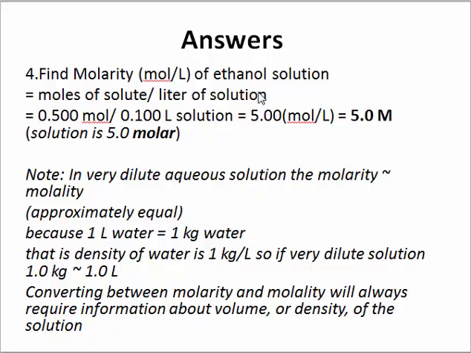Now, to find the molarity of the solution, we divide moles of solute by liters of solution. We know from before that there are 0.5 moles of ethanol. We have been told the volume is 100 milliliters for the total solution. 0.5 divided by 0.1 gives a molarity of 5 moles per liter, 5 molar.